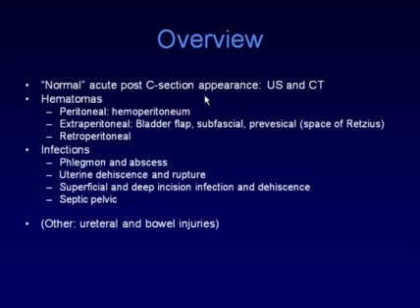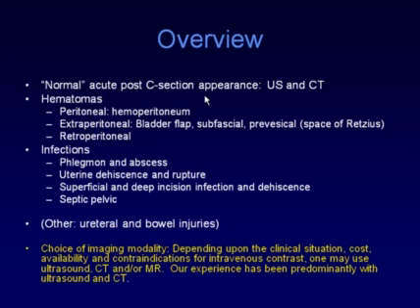Acute complications. The overview for this section will include the spectrum of normal after a cesarean section, hematomas and infections, and other related but non-GYN issues such as ureteral and bowel injuries, which I won't be discussing today. The choice of imaging modality, because I'm going to be discussing issues of ultrasound and CT, depends upon the clinical situation, cost, availability, contraindications, etc. There are a variety of different imaging modalities that can be used, including MR. My experience is predominantly with ultrasound and CT, and hence that is what will be covered in this lecture.